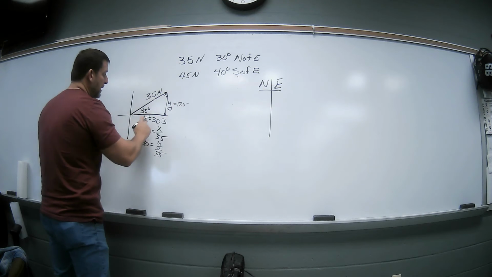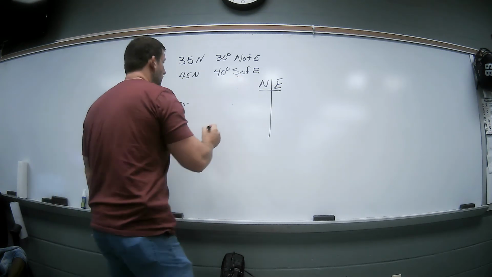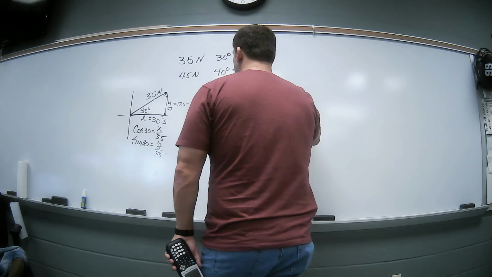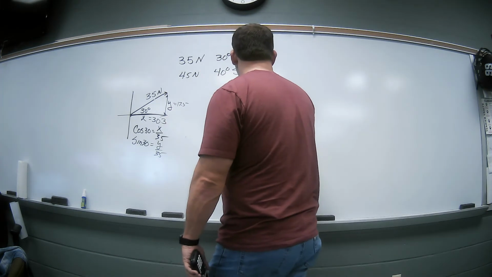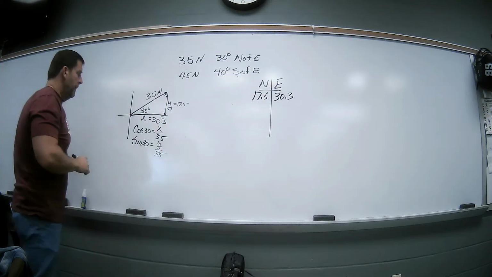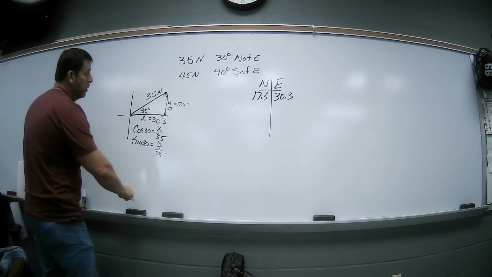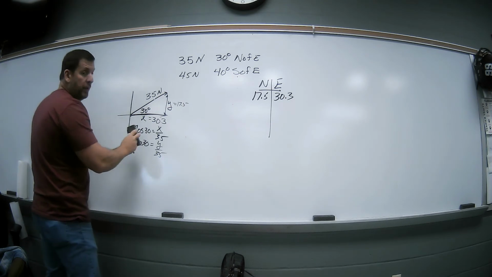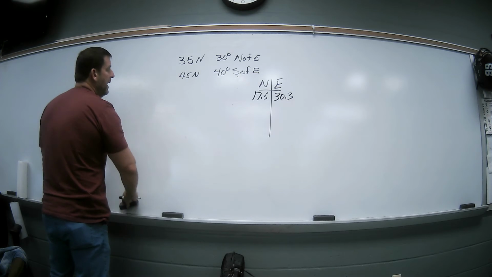Now I want you to take a look at this. So if I start here, eastward is 30.3, and going up is 17.5. Now, for room's sake, I'm going to erase this. You've got this in your notes. You should be writing this down. Let's go to the next one.